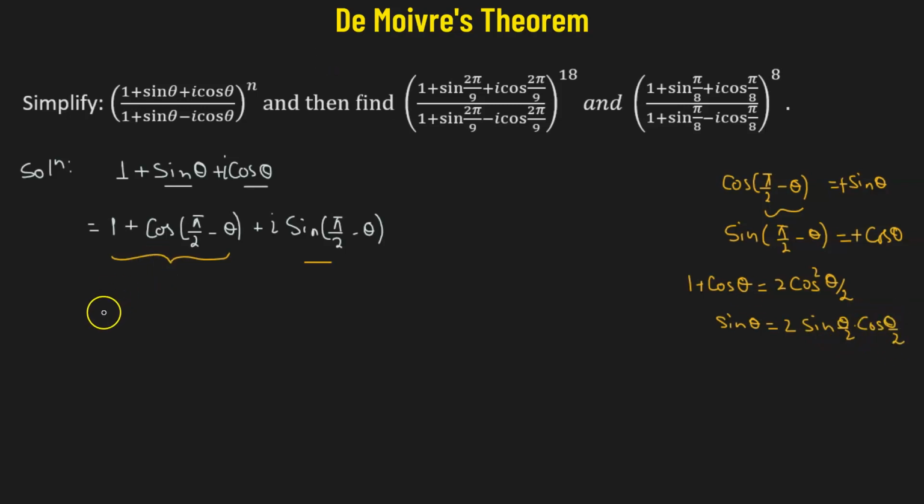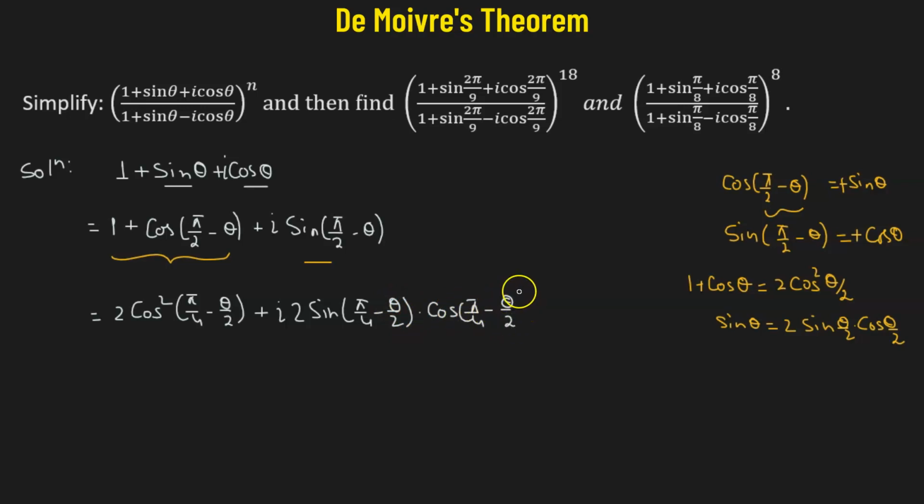That means we will have 2 times cosine squared, so we have to take half of pi over 2 minus theta, which becomes pi over 4 minus theta over 2, plus iota times, expanding the sine function gives us 2 times sine of pi over 4 minus theta over 2 multiplied by cosine of pi over 4 minus theta over 2.